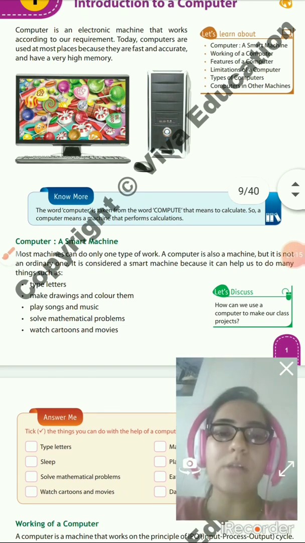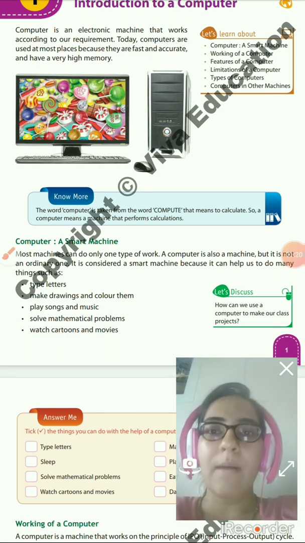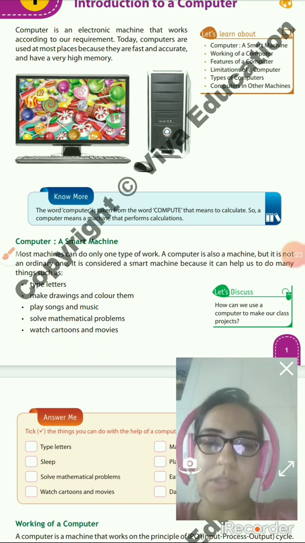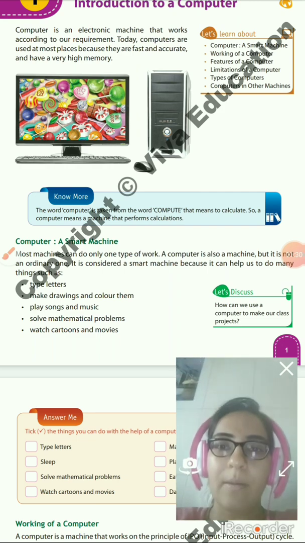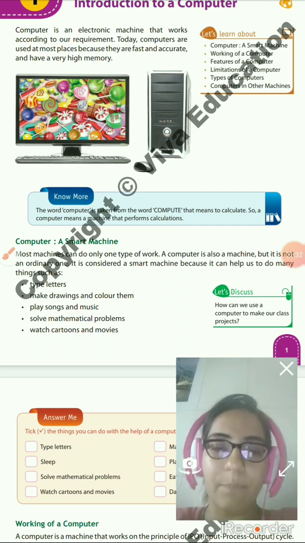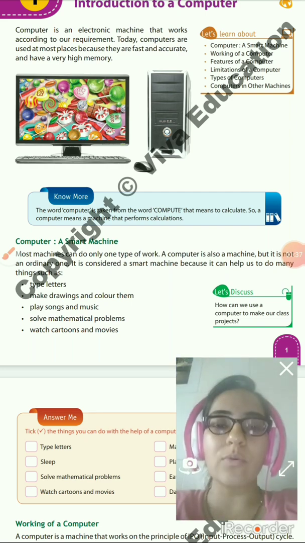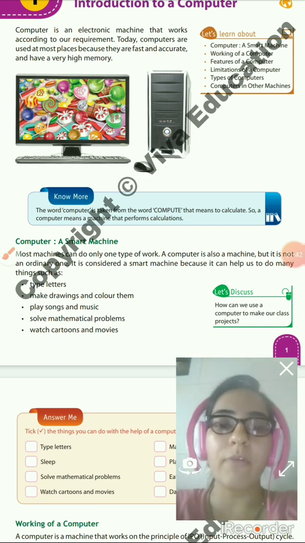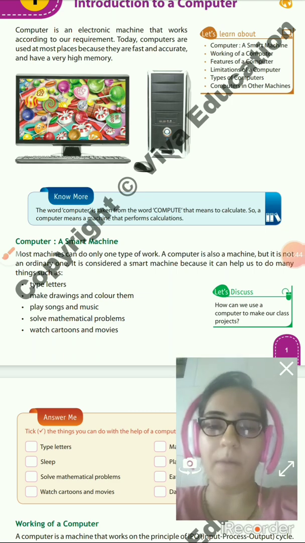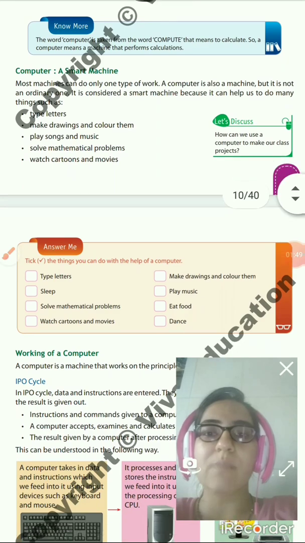Now, the computer is also considered a smart machine. Why is it considered a smart machine? Because it does not allow you only to calculate or to do your textual work. It also helps you to enjoy making drawings, coloring them, playing songs and music, solving mathematical problems, watching cartoons and movies. So in short, a computer means learning with fun. The children will enjoy using computers and learning various new things. So the computer is considered a smart machine.